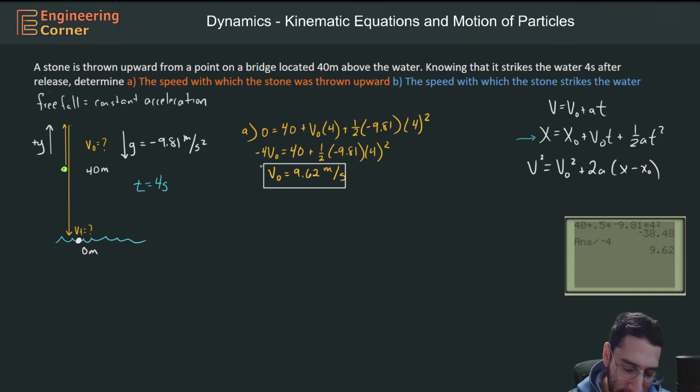All right, so now we know our initial velocity. We know how far that we throw, how fast we throw this stone upward into the air. So now we want to figure out the speed at which the stone strikes the water. And really, we could use either of these two equations. We could use this one, or we could use this one. We know everything except our final velocity.